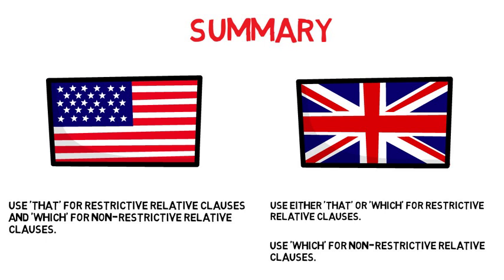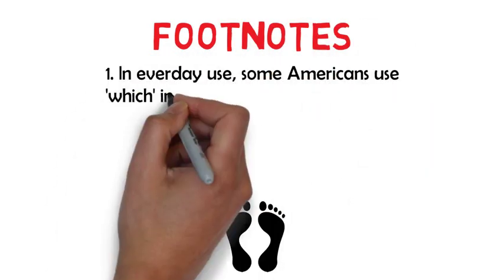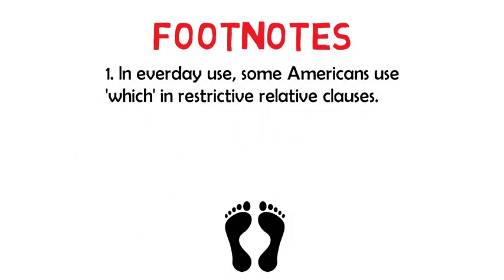Now, I'm just going to add a couple of footnotes here, which might at first appear to confuse things a little. But fear not, that quick fix I promised you is going to come straight afterwards to make your life much easier. So, what are these footnotes? Well, first is that in everyday use, even some Americans use which in restrictive relative clauses, so don't be too surprised if you encounter that.